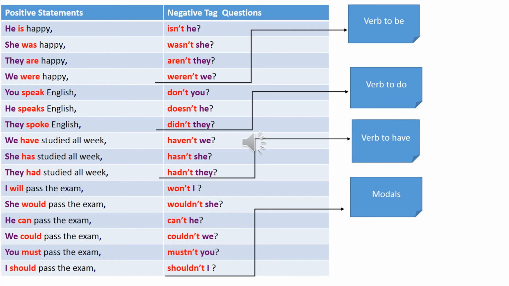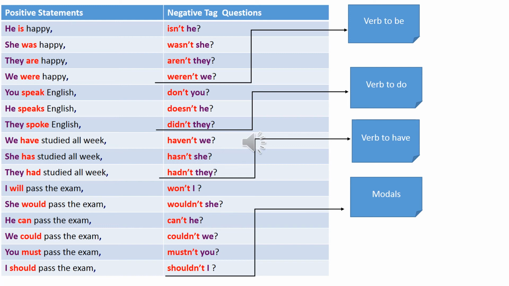They had studied all week. Hadn't they? This sentence is in past perfect. They had studied. We know that in the past perfect all pronouns take had and the verb is verb 3. They had studied all week. Hadn't they?